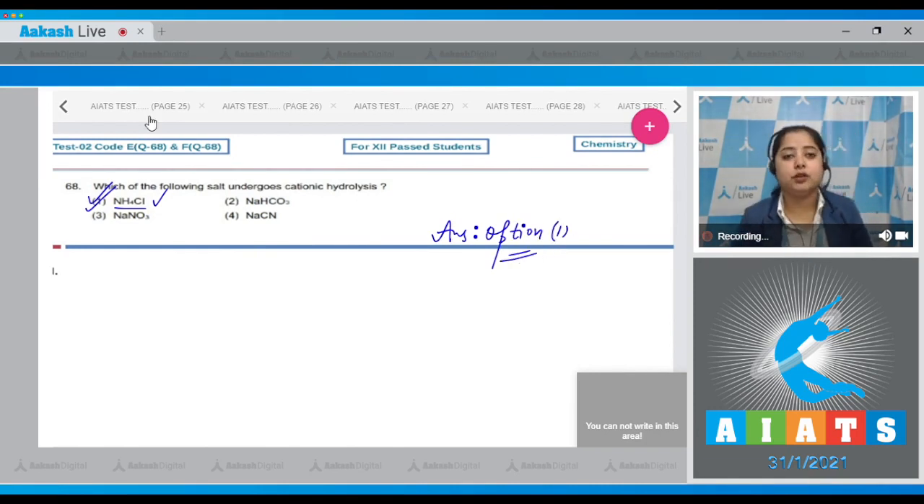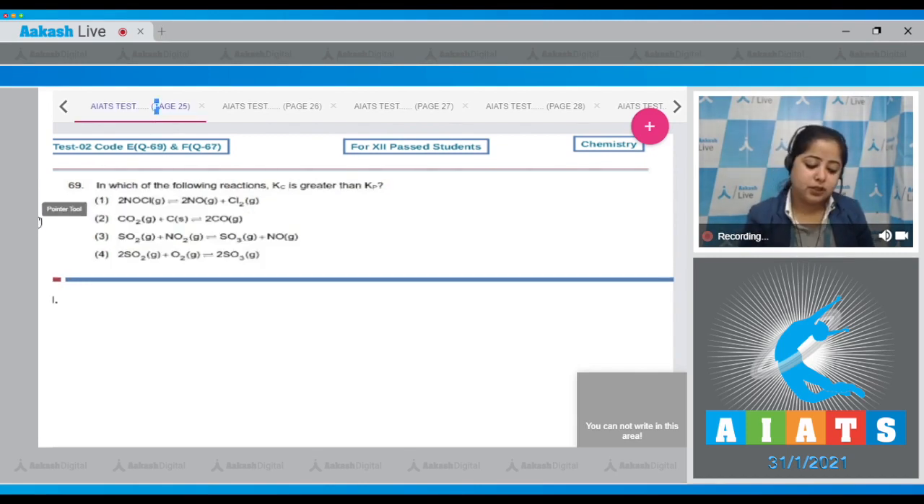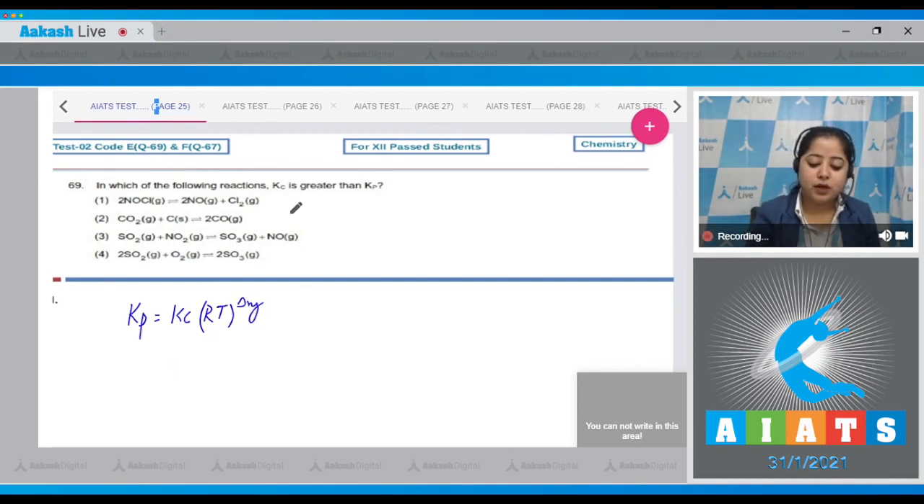Moving to the next question, which is question number 69. Let's read it. In which of the following reactions is Kc greater than Kp? Students, we know that Kp is equal to Kc (RT) raised to the power delta ng. We have to answer for which reaction Kc is greater than Kp. So the reaction for which the value of delta ng is less than 0. In those reactions, the value of Kc is greater than that of Kp.